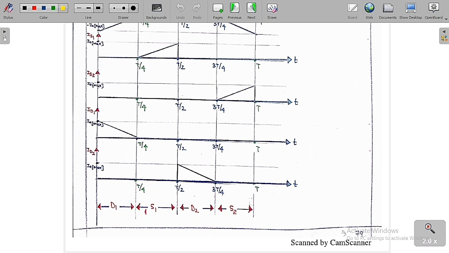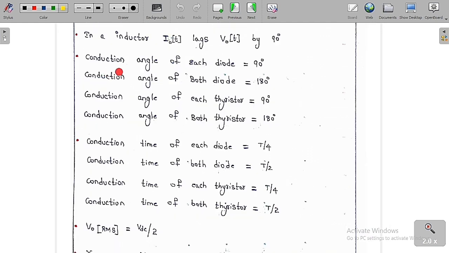So this is the conduction of each and every diode and the thyristor and the switches. So now the conduction angle of each diode. We can see clearly the conduction angle of each diode is 90 degree.